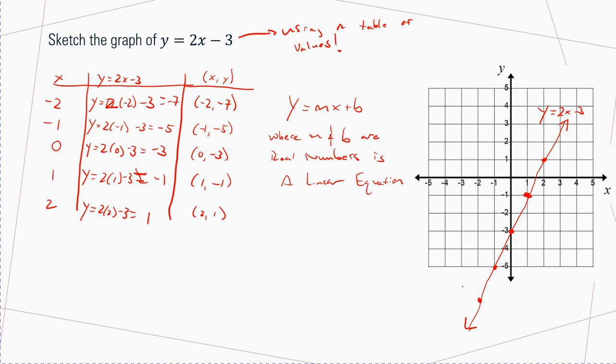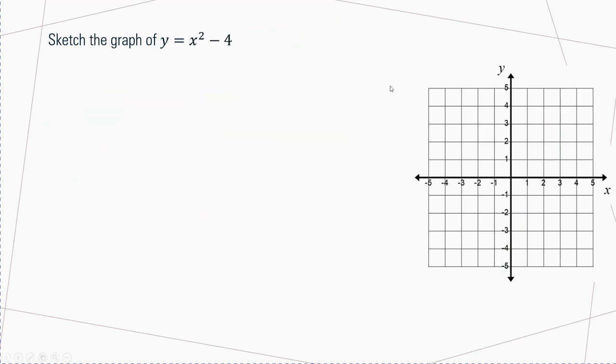Okay, and linear equations just follow this straight line right here. That's exactly what they look like. But if you stick with this table of values, you're going to hopefully be able to see the pattern and see what this equation looks like. All right, let's do another one to see if it keeps going.